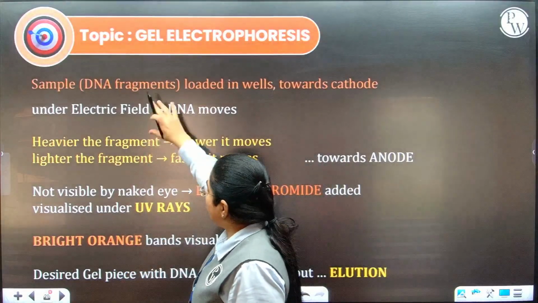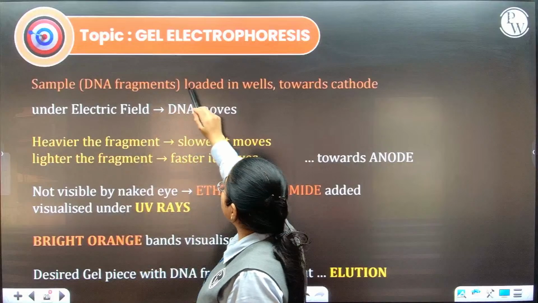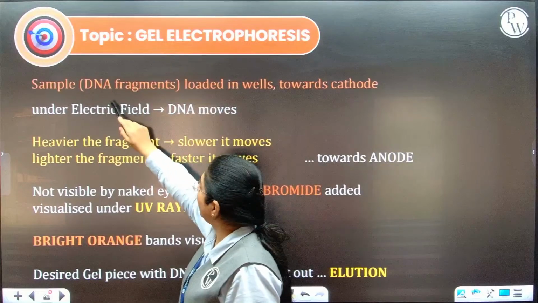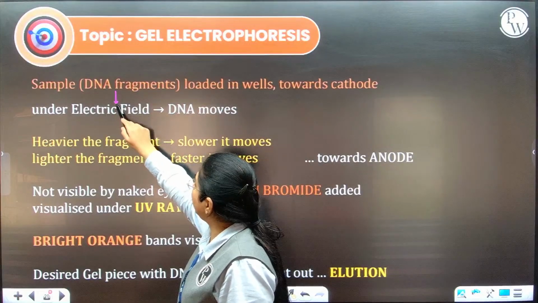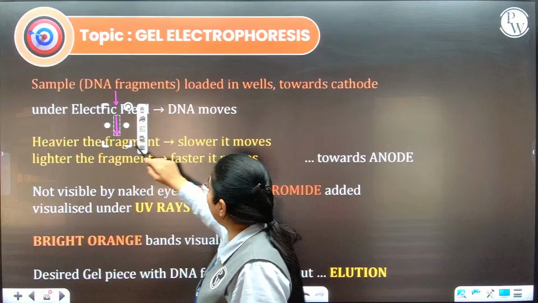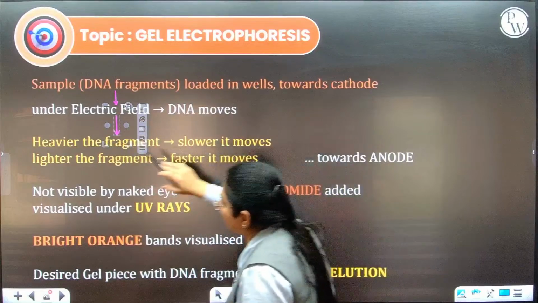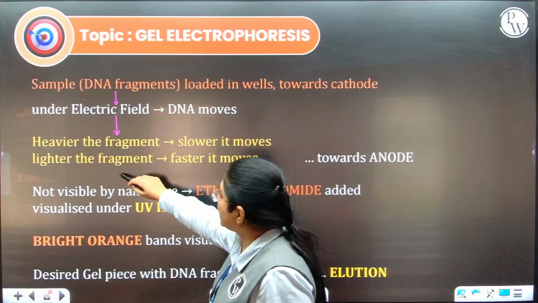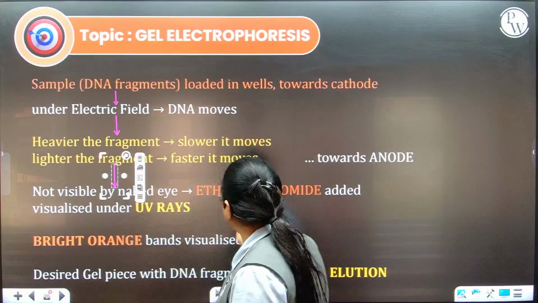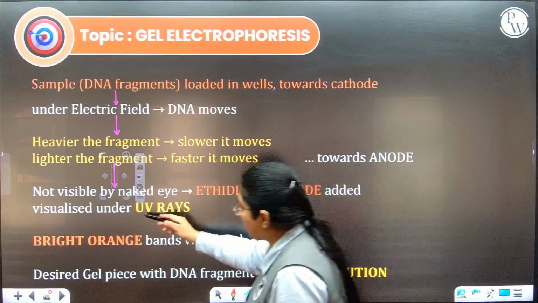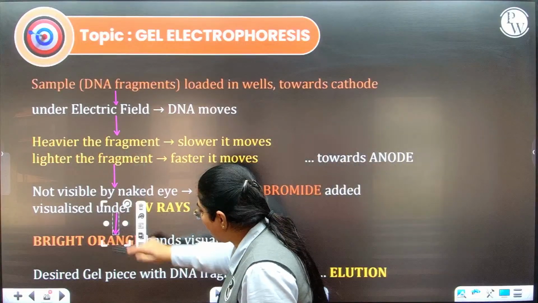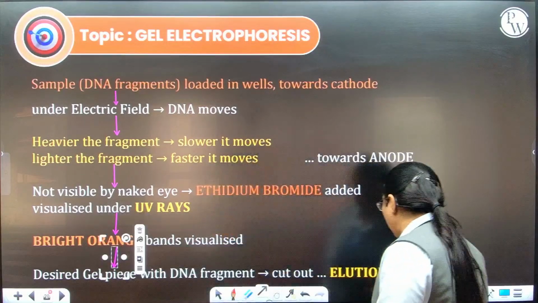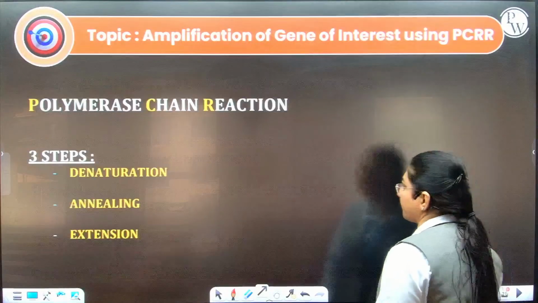This is basically just a gist of it. A sample of DNA, that is DNA fragments, are loaded in the well towards the cathode. Please remember, under the electric field, the DNA will start to separate out. The heavier the fragment, the slower it will move. The lighter the fragment, the faster it will move towards the anode. They are not visible under the naked eye, so we will have to stain them with ethidium bromide and visualize under UV rays. They will appear like bright orange strands, and thereby the desired gel piece with the DNA fragment is now cut out by a process called elution.